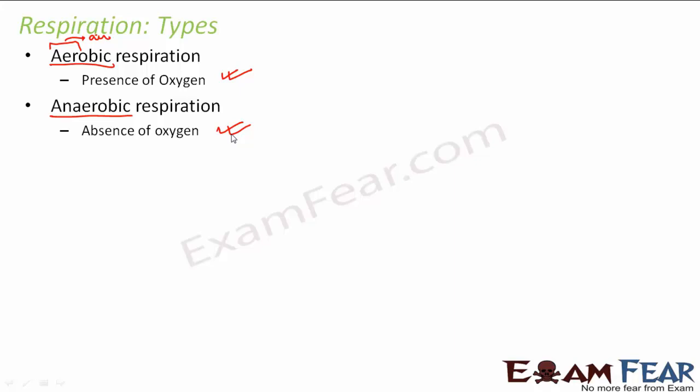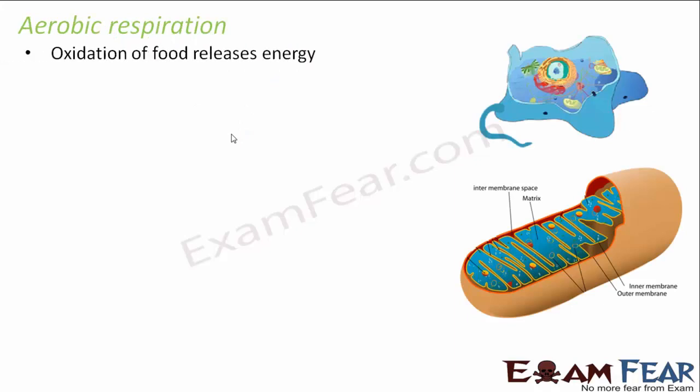So you might have got this misconception that oxidation of the assimilated molecules, because we have this term oxidation, should always need oxygen, but it is not like that. Oxidation of food molecules can take place even without oxygen. So we will have a look at that when we talk about anaerobic respiration. So let us first talk about the aerobic respiration. Here, oxidation of food releases energy, and oxidation of food takes place in presence of oxygen.